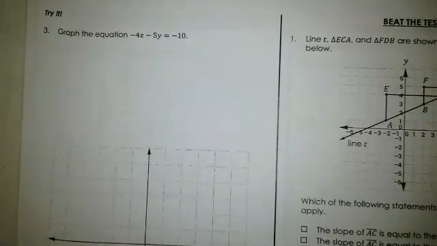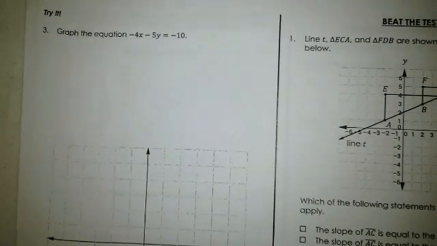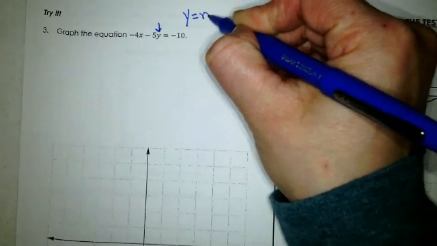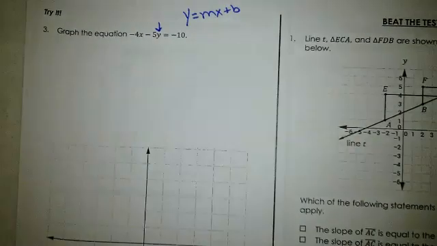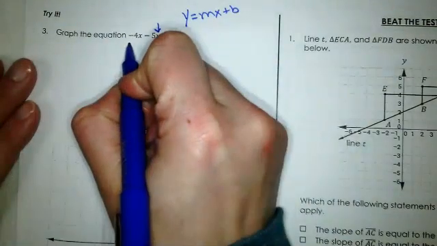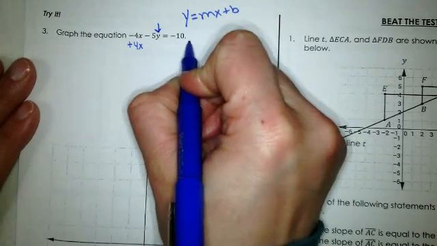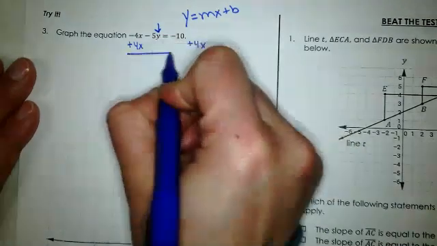Graph the equation negative 4x minus 5y equals negative 10. Why don't you try to solve this so that you can get it in the form y equals mx plus b. So take a second and try that. The first thing that you're going to want to do is move the negative 4x to the other side. So add 4x, add 4x.